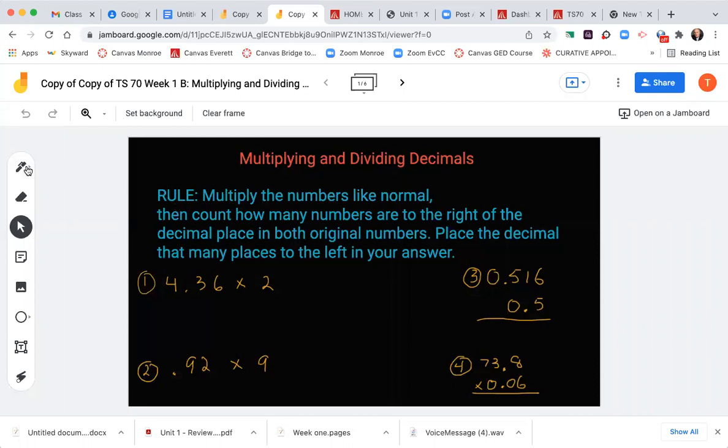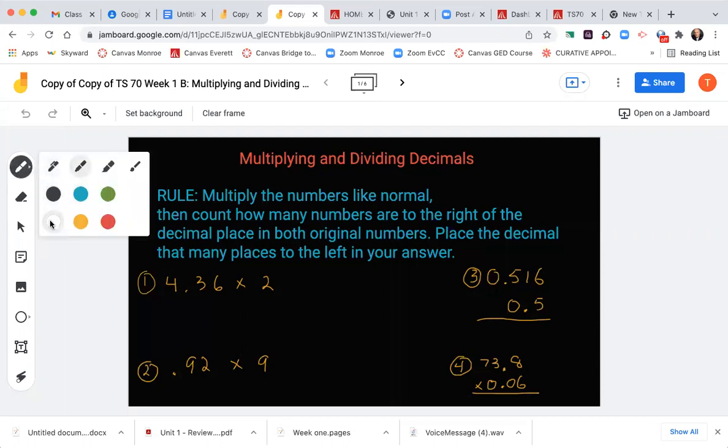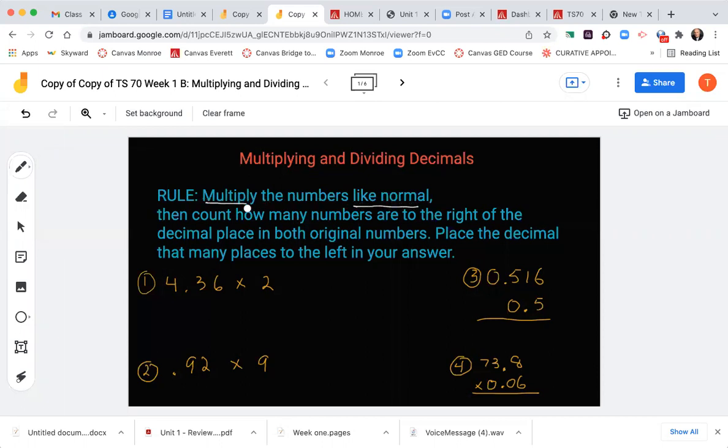This business of multiplying decimals is pretty much just like the rule says here. When we're multiplying decimals, we're supposed to multiply like normal. Okay, you do it just like normal. You multiply, and then at the end you count how many numbers are to the right of the decimal place in both the original numbers, and then place the decimal that many places to the left in your answer. Okay, that's a lot of stuff.